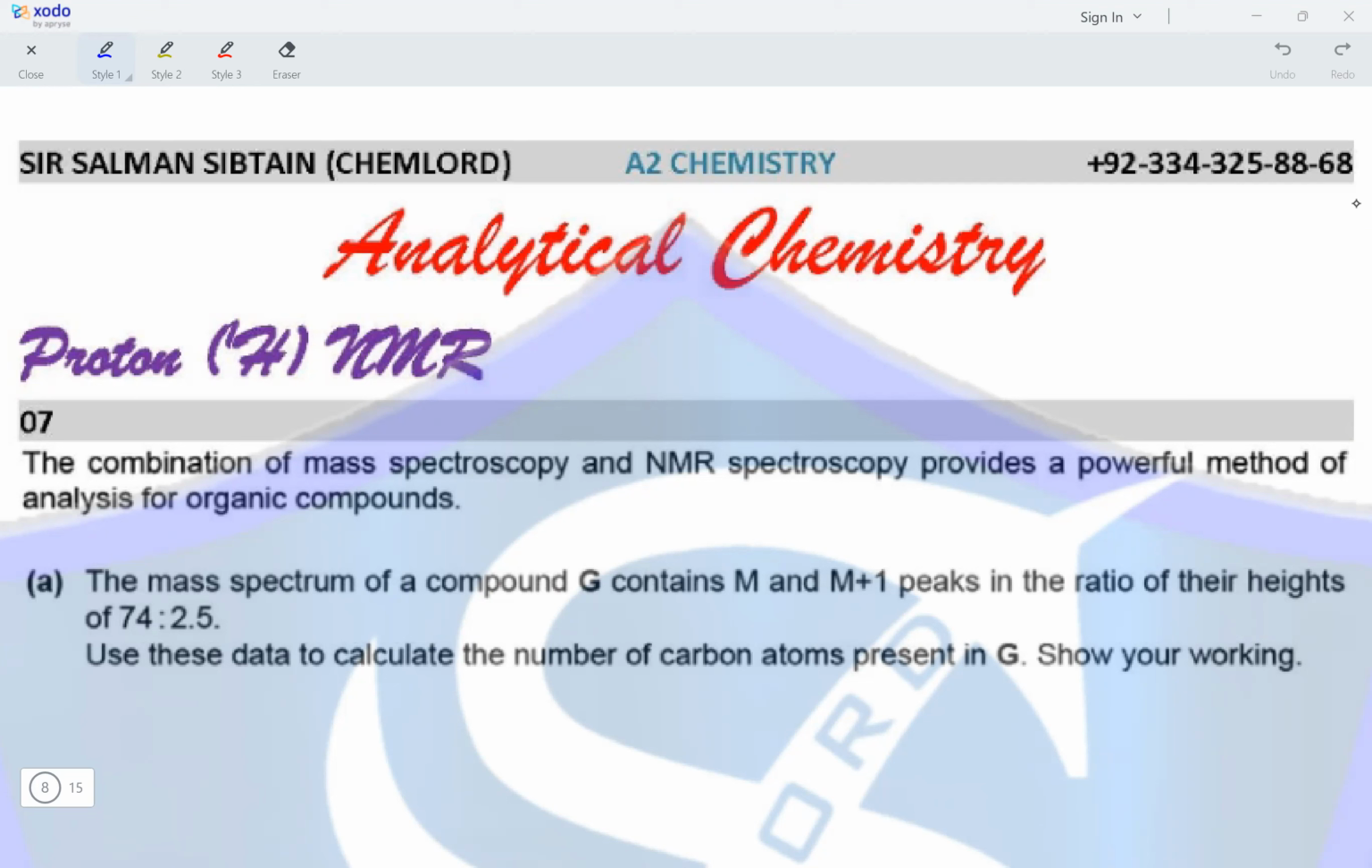The mass spectrum of a compound G contains M and M plus 1 peaks in the ratio of their heights of 74 is to 2.5. Use these data to calculate the number of carbon atoms present in G and show your working.